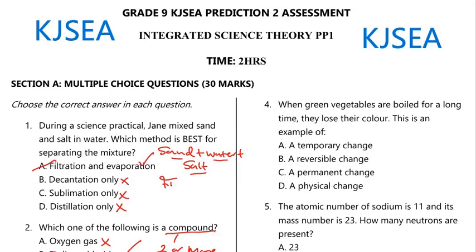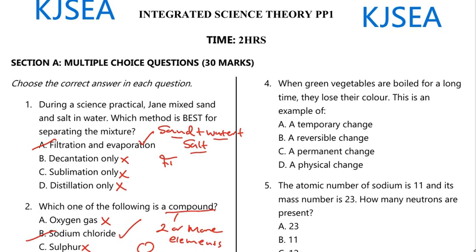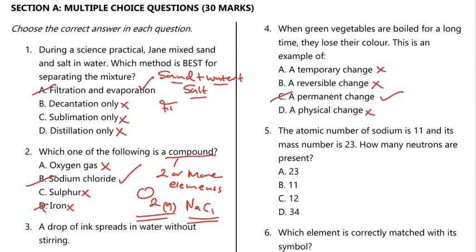From 3, we move to question 4. When green vegetables are boiled for a long time, they lose their color. This is an example of a temporary change? Not temporary, since it cannot be reversed. A reversible change? No, it's irreversible. A permanent change? Yes, it is a permanent change. A physical change? Not a physical change. So it's a permanent change since the loss of green color in vegetables is due to breakdown of chlorophyll, the green coloring matter.